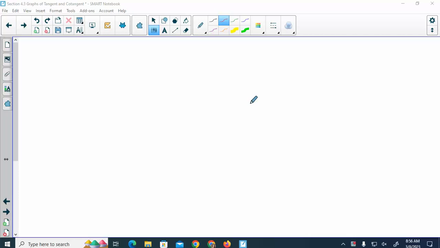Let's summarize what we know about graphing so far. Sine and cosine were very similar, and it's up to you. You don't necessarily have to write this down, but this is what we've done. With sine and cosine, we know the amplitude is the coefficient.